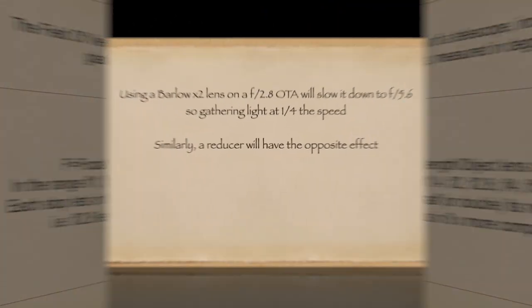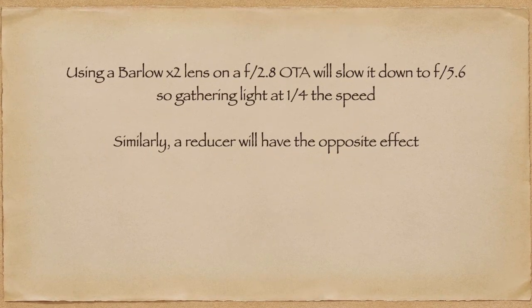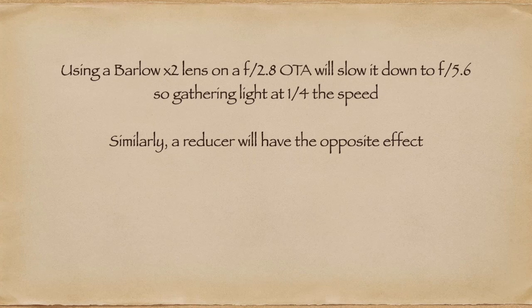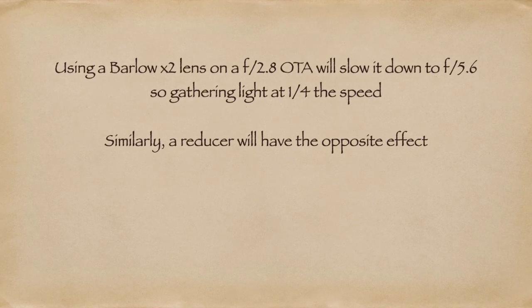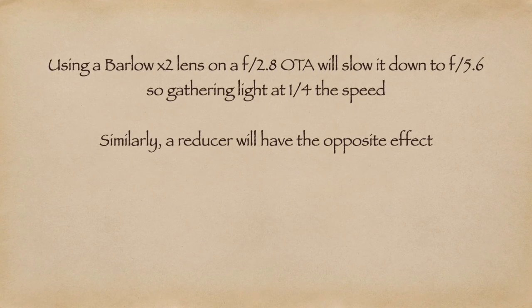Using a by 2 Barlow lens has the effect of slowing down the light gathering capability by a factor of 4. Similarly, a reducer will have the opposite effect.